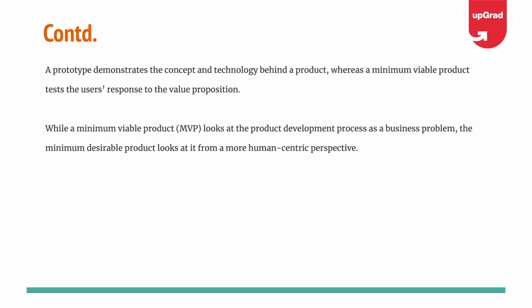While a minimum viable product looks at the product development process as a business problem, the minimum desirable product looks at it from a more human centric perspective. So MVP is all about product development from a business angle, right? The MDP or minimum desirable product is more from a human centric perspective. Is this the desirable product which can be built with minimum effort?